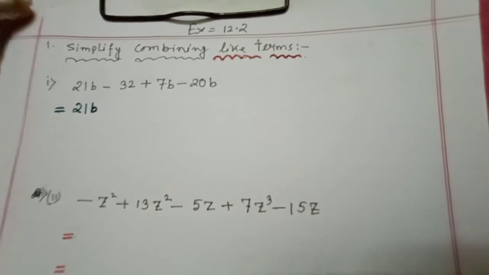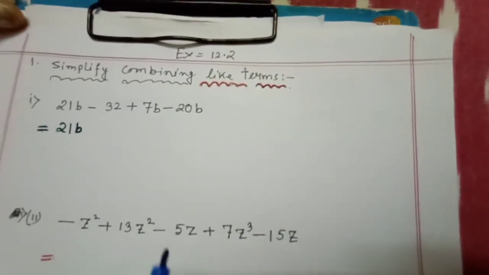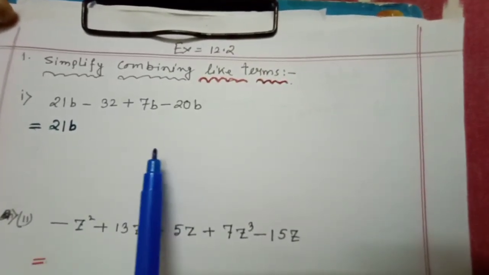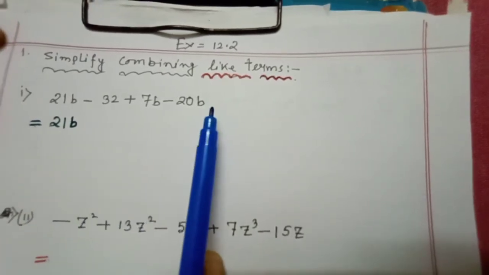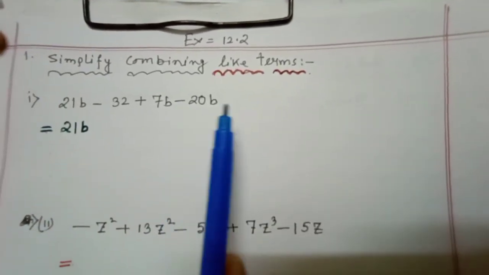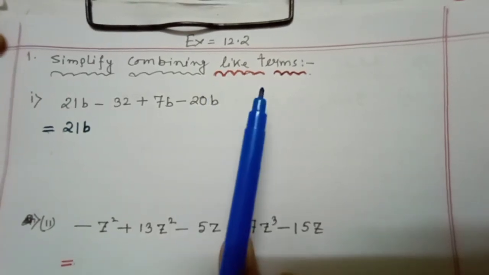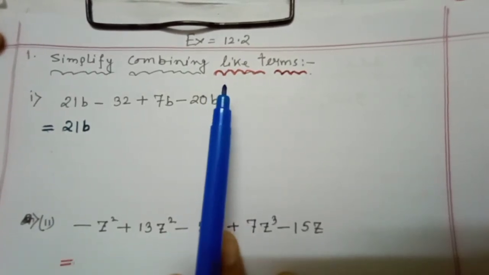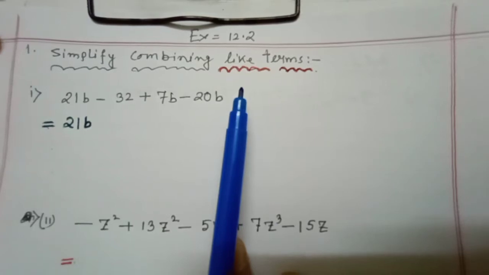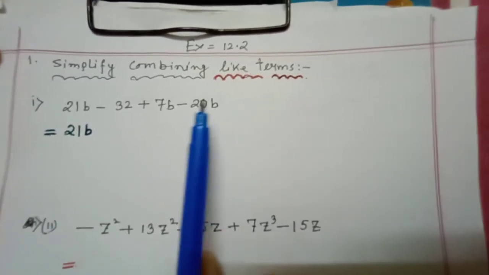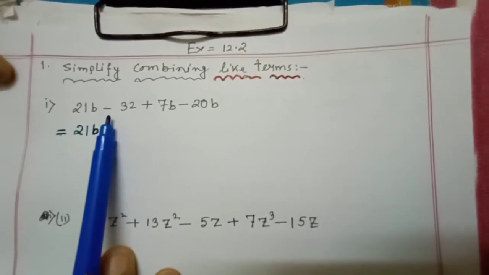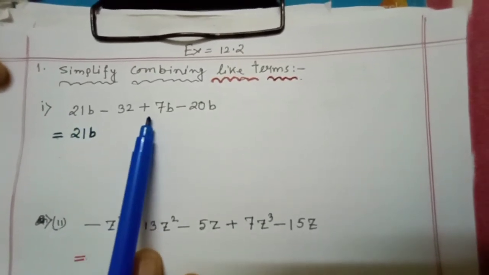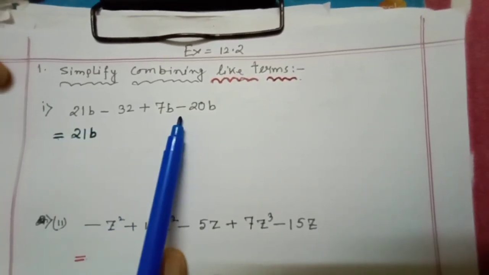Today we are doing chapter exercise 12.2. Simplify by combining like terms. Now you all are familiar with the term like terms. Like terms means the variables and their powers should be the same. Let's see the sum: 21b minus 32 plus 7b minus 20b.